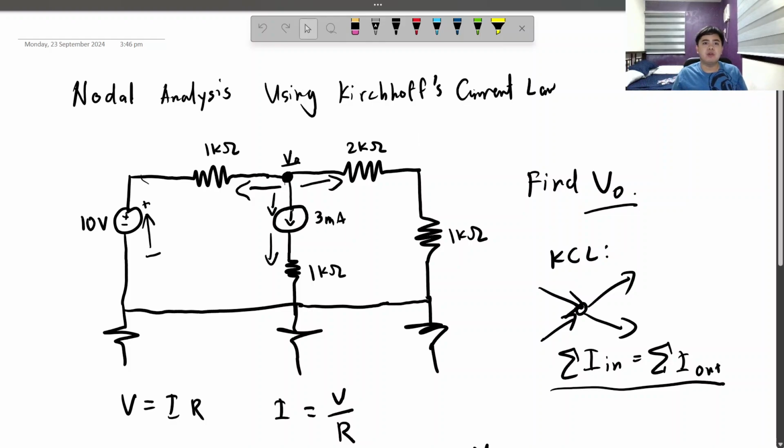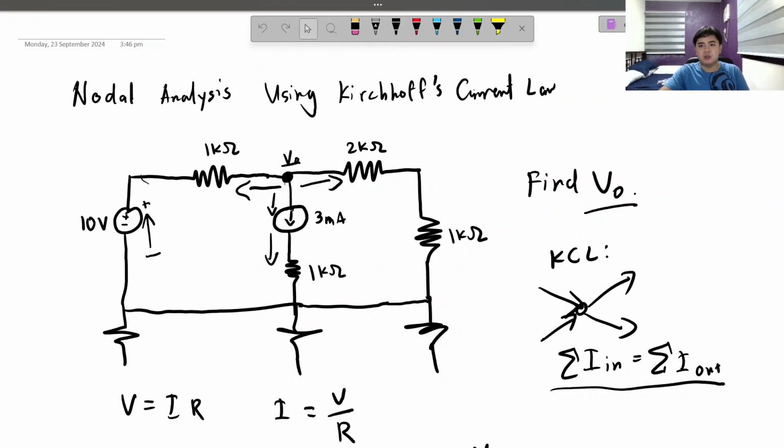In a previous video, we used nodal analysis using Kirchhoff's current law in order to find the potential difference in this spot right here, V naught. Now, Kirchhoff's current law states that the sum of all currents going in is equal to the sum of all currents going out. And by assuming that all currents are going out, this means that no current is going in, or the sum of currents going in is zero. Therefore, the sum of currents going out is also zero. So that's how we used Kirchhoff's current law in order to find the voltages in here using nodal analysis.